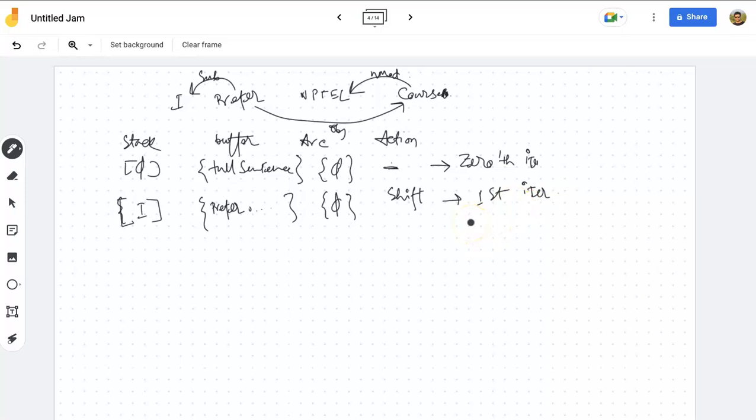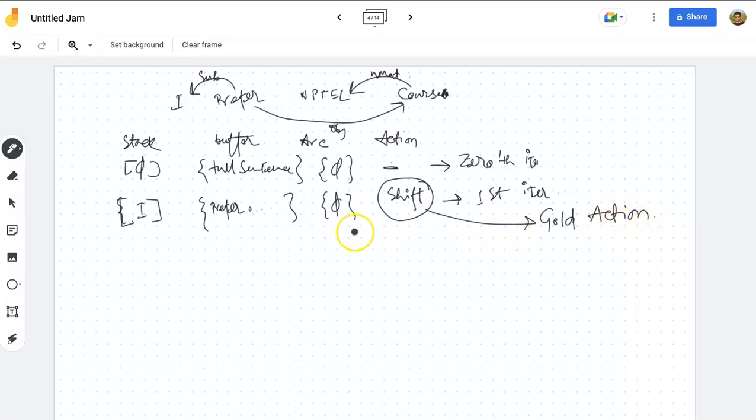Now let's calculate the weights. After this first iteration, let's calculate the weight. So how to calculate the weights? This is the gold action after the first iteration. Okay.